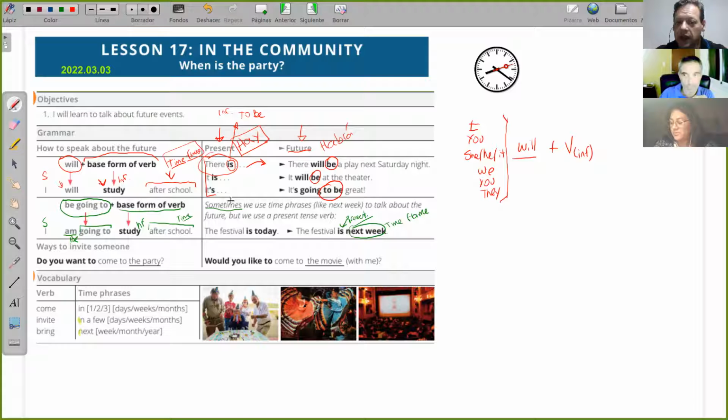But how would you do it in English? There are two ways, and you have the examples there. You have here some examples. Here and here. Can you read them, Laura? Maybe you can. Laura, can you read these examples, please? Okay, yes, sorry, I didn't hear. Do you want to come to the party? Would you like to come to the movie with me? Okay, thank you. What is the difference between these two ways?